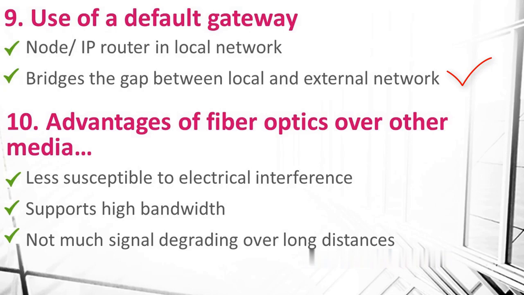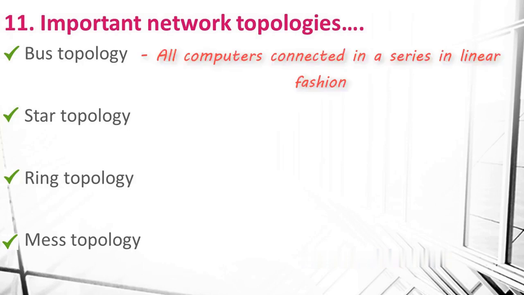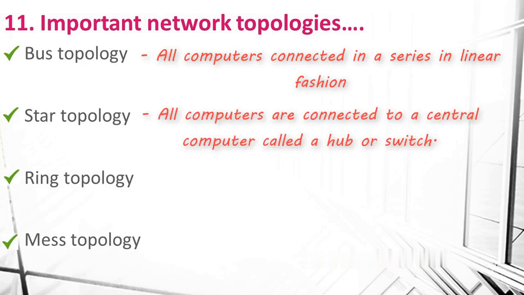Moving on to question number 11. Now, question number 11 is something that you must be prepared to answer as a network engineer. And the question is, what are the important topologies for a network? To answer this question, you can say, some of the important topologies for a network are, number 1, bus topology. Here, all the computers are connected in a series along a linear path. The second one is star topology. All the computers here are connected to a central computer, which is called as a hub or a switch.